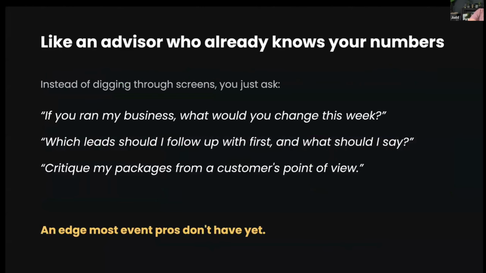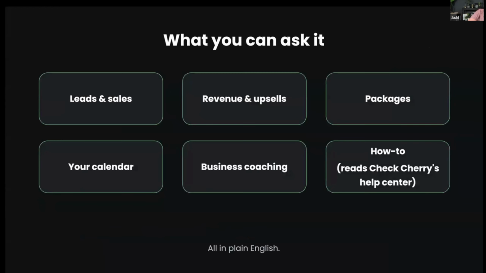You could do things like, hey, if you ran my business, what would you change this week? It can look up the Check Cherry data or use it as a source. Sometimes you might specify, look at the Check Cherry data, or maybe it already knows what you've been working on. I like the bottom one here, which is critique my packages from the customer's point of view. Instead of taking screenshots and uploading stuff, or copying and pasting things, or having it go to the website, it just has access right in there, as a source.